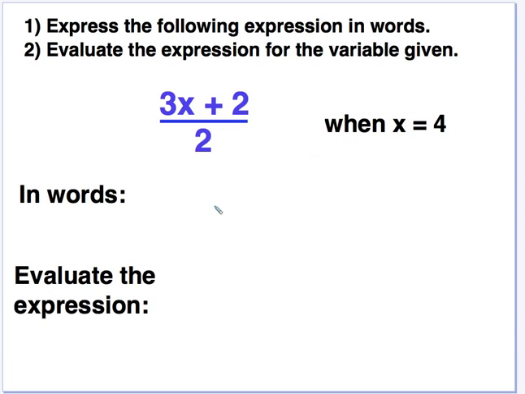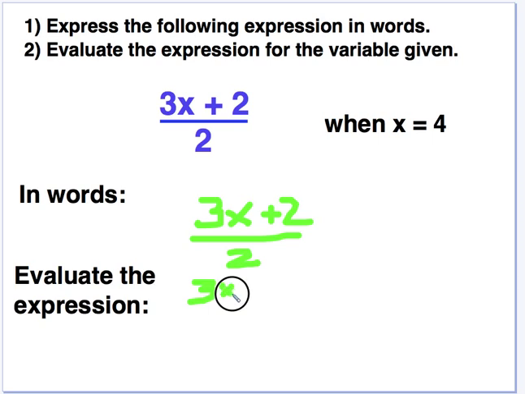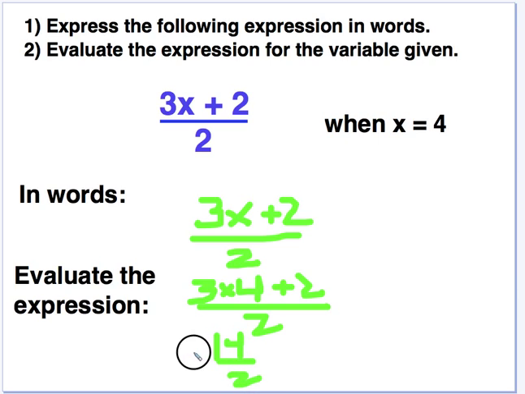So when x is equal to 4, we rewrite this, 3x plus 2 divided by 2. But we know that x in this case is going to be 4. So we replace the x with 4. So we say 3 times 4, because remember we don't see the operation, plus 2 divided by 2. So this is 12 plus 2 is 14. 14 divided by 2, and our final answer is 7. I just ran out of room. Normally I would write that below, but I ran out of room.